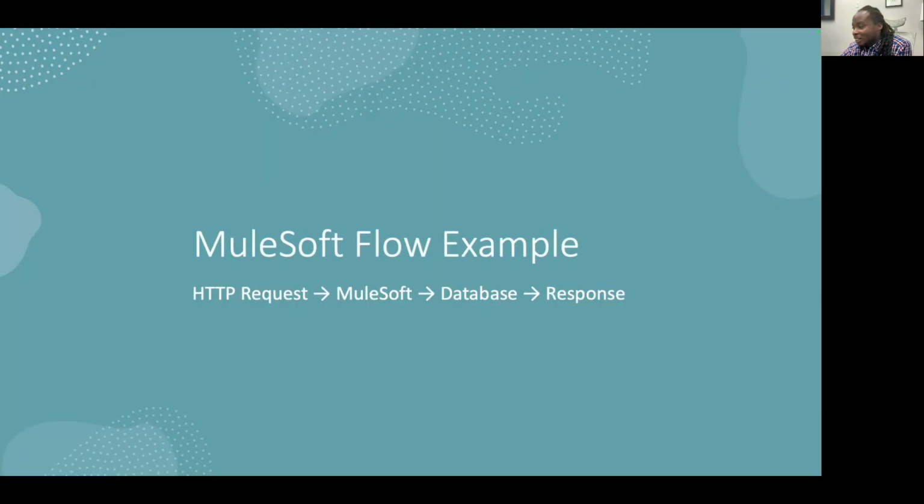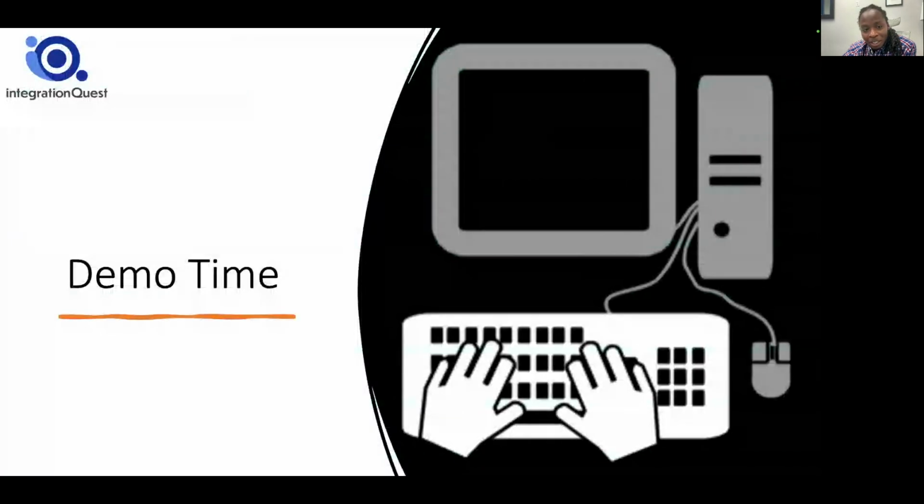So this is an example of a MuleSoft flow. You send the request, your HTTP request. The customer wants to buy shoes, and then it goes into your APIs in MuleSoft. It goes into your database, and then you get your response back. And we'll see an example of this. We're going to go into the demo. Does anybody have any questions before we proceed?